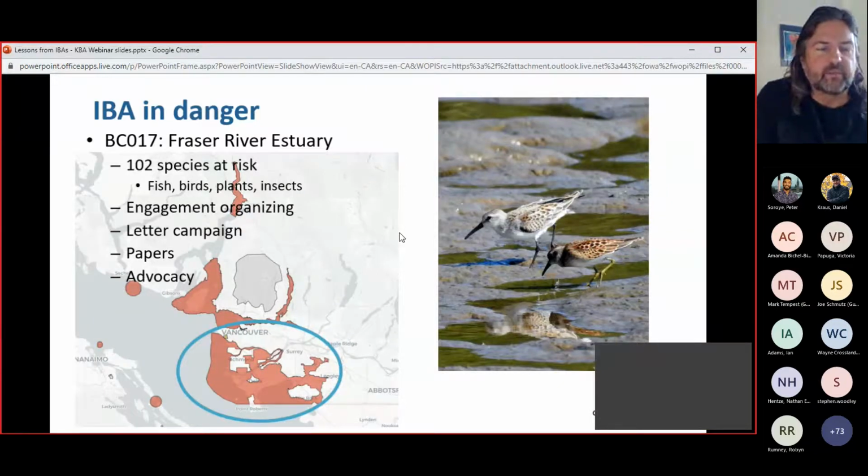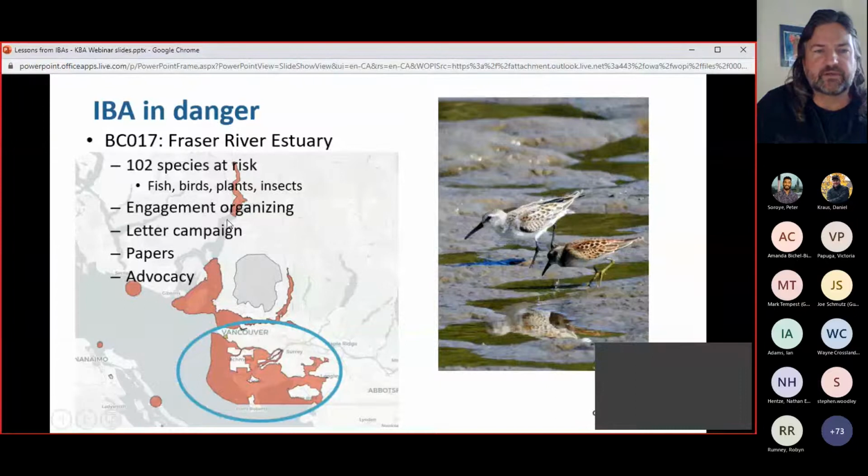And probably I would say the flagship of the IBA program, and indeed the coming KBA program, is the Fraser River estuary in British Columbia on the doorstep of Vancouver. Just a fantastic site from a biodiversity perspective, 102 species at risk, spanning fish, birds, plants, insects, you name it. Categorized as an IBA in danger by BirdLife International. It's a highly important site along the west coast of the Americas, a stepping stone for migrating shorebirds, water birds, etc.